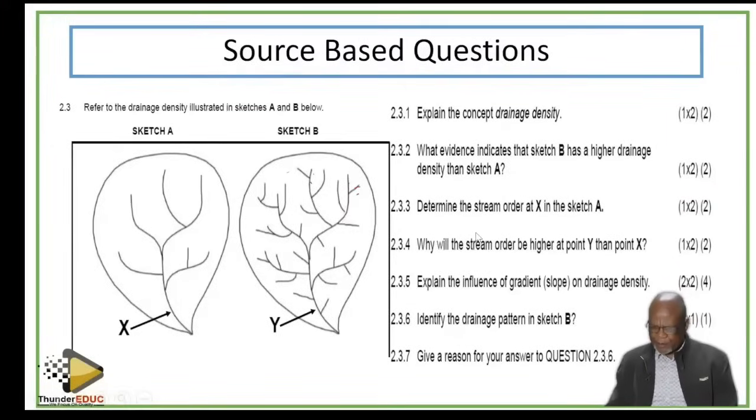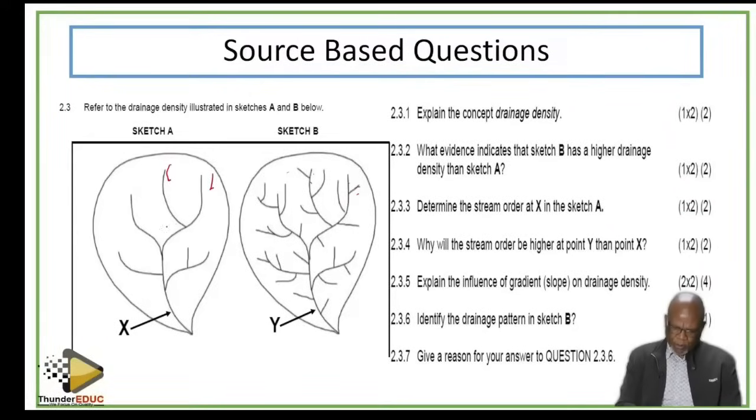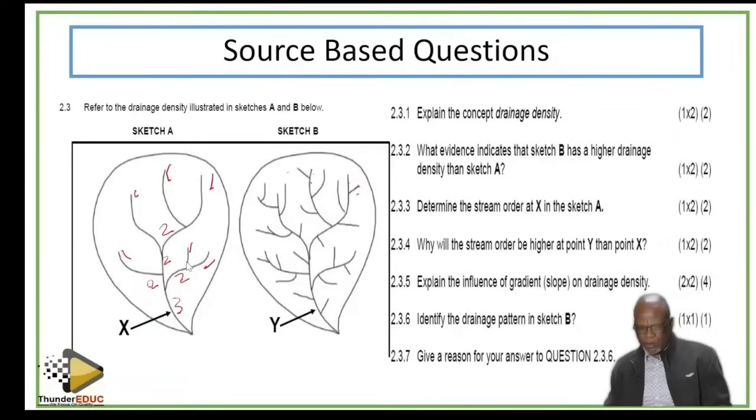And then determine the stream order at X in the sketch A. So how do you determine that? You say this is 1 and 1, they're going to make 2. This is 1 and 2, they're going to remain at 2. This is 1 and 1, they're going to make 2. So you have 1 and 2, it remains at 2. Then you have 2 and 2 is going to result in 3. So the stream order at X will be stream order number 3. As we speak of this order, we'll talk about that.